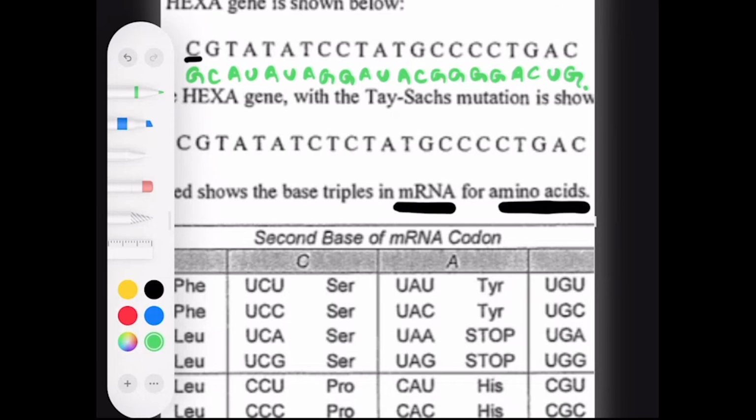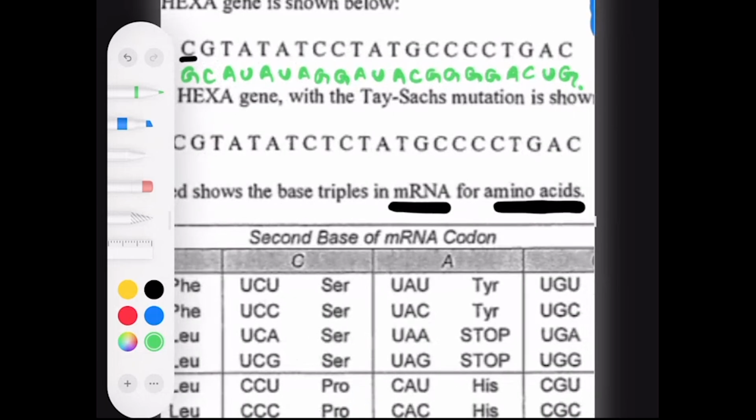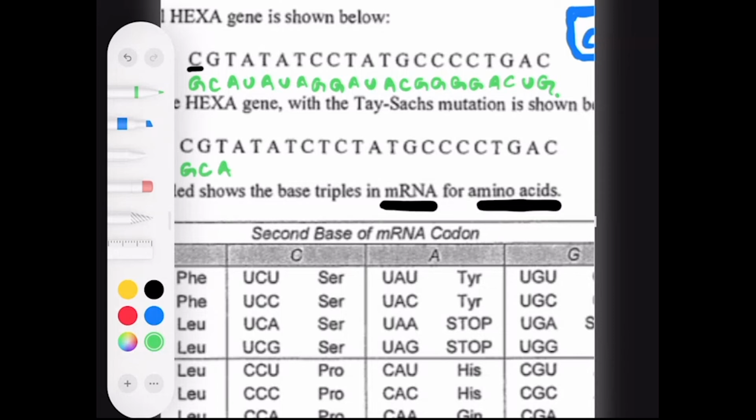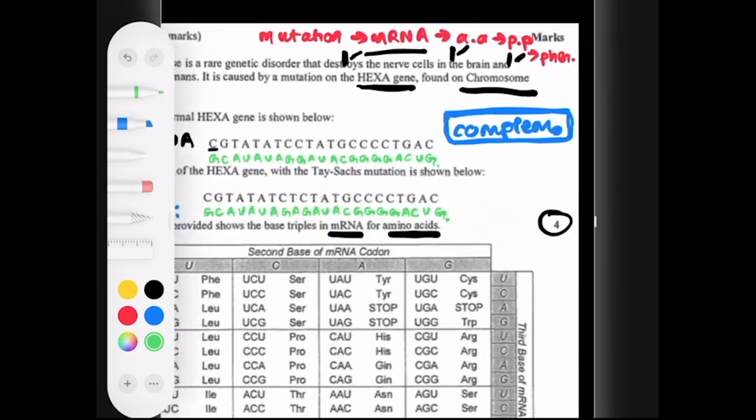Next one. Actually, I'll pick someone else. Let me pick Raiden. What did you get for the mutated sequence? Quickly. G, C, A, U, A, U, A, G, A, G, A, U, A, C, G, G, G, G, A, C, U, and G. Very good. Now, one more point. I've basically pretty much told you all the marking plan.